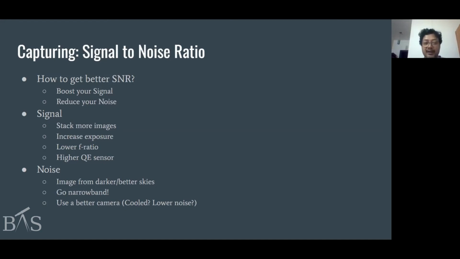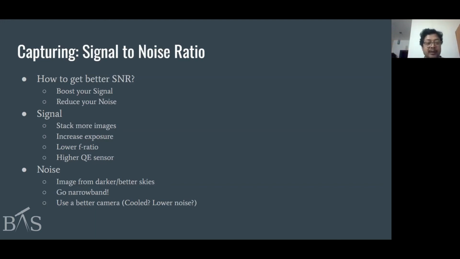There are two obvious ways to do it. Either you can boost your signal or reduce your noise. Signal can be boosted by stacking more images, or increasing your exposure, or lowering your f ratio, thereby getting more light to hit your sensor, or using a better camera with a better QE. QE means quantum efficiency. It's basically how many electrons each photon converts to in the data.